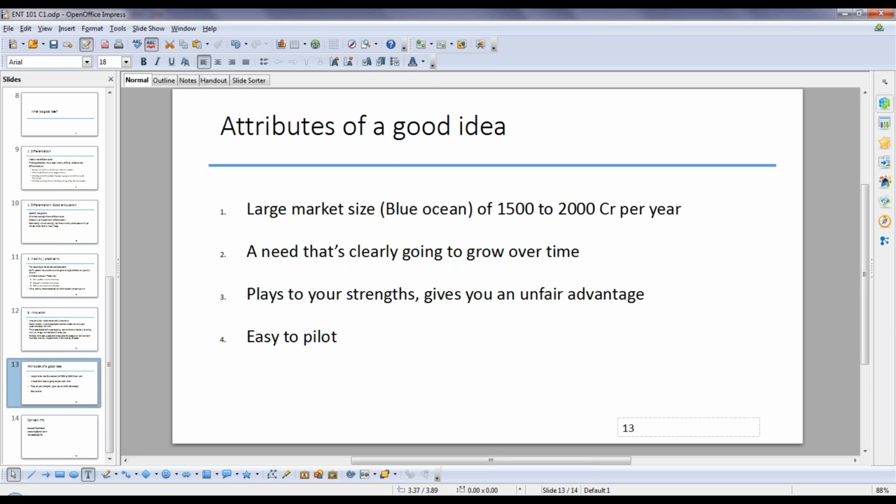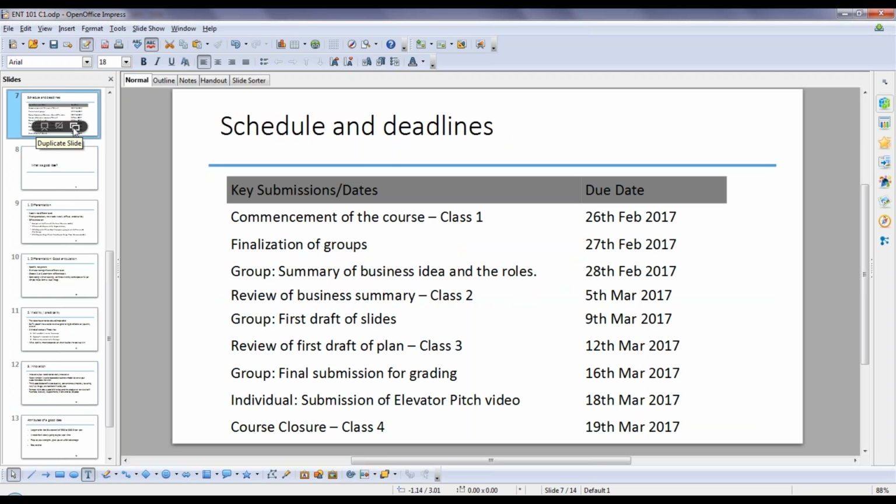Okay, so on that note, we will close here. Please adhere to these timelines. I'll just post it once more. These are the timelines. So the next immediate thing that you have to do is finalize the groups and post it on the discussion forum for this course. After that, post a summary of your business idea. I just want 1 or 2 lines. If you can give a paragraph, then that's the best. But at least one line on what your business idea is. And then we will have a review of that business summary in the next class.